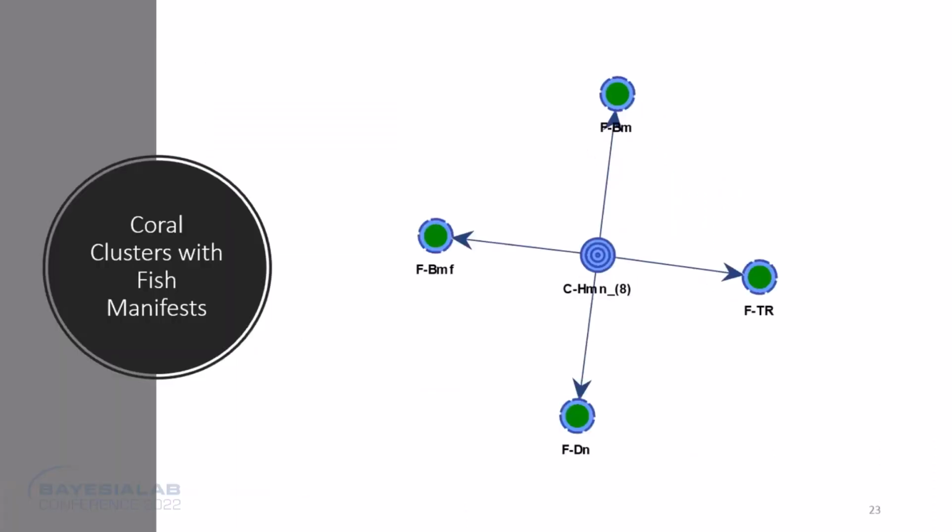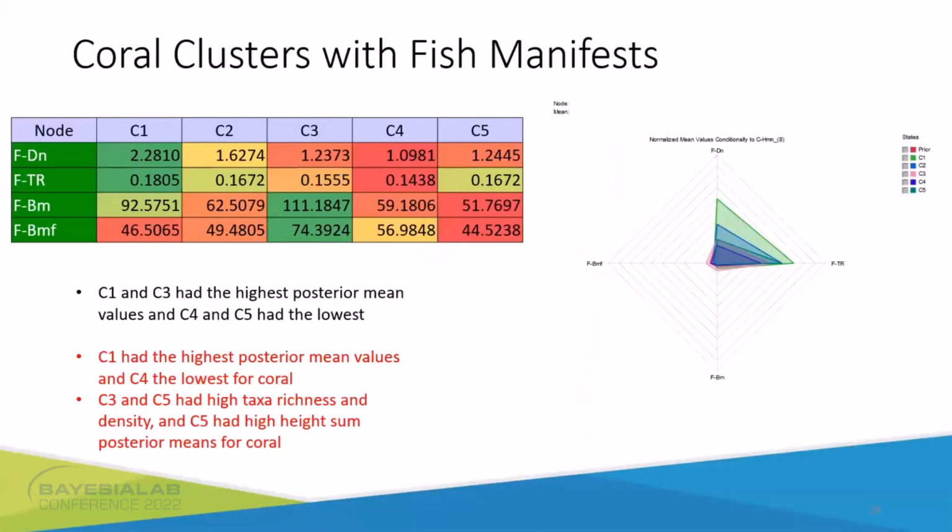So next, we interpreted the clusters further by detaching the factor node with the cluster states for the coral reef clusters and attaching it to the fish variables. So we're kind of looking at the coral clusters as relating to habitat for fish. So here's the network for that.